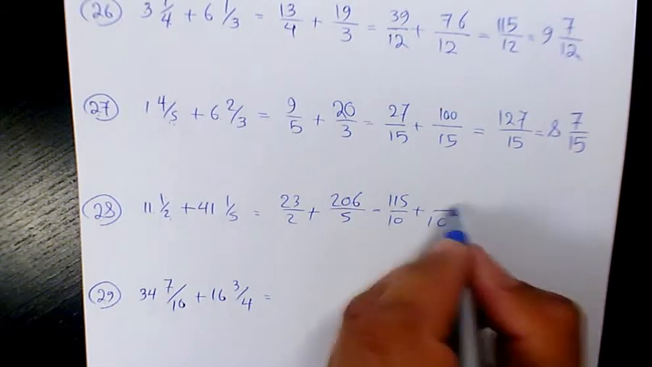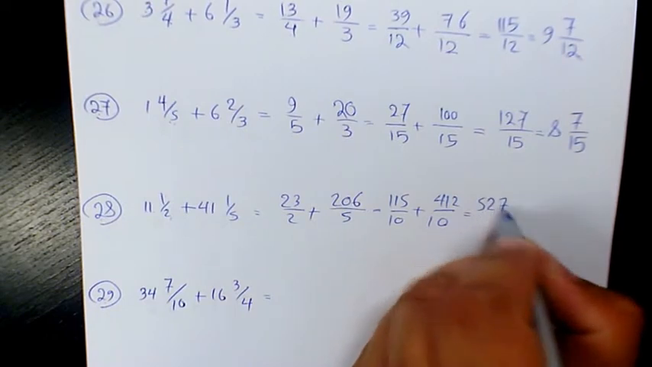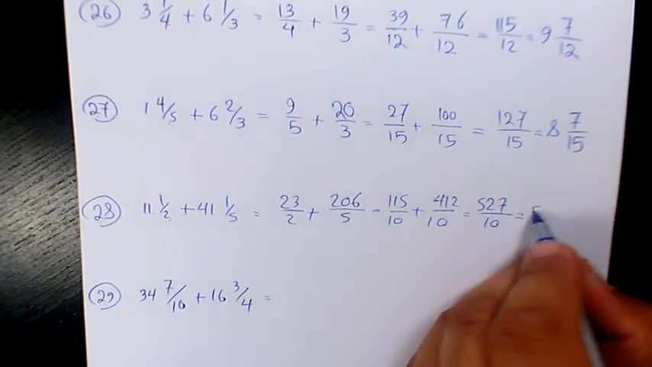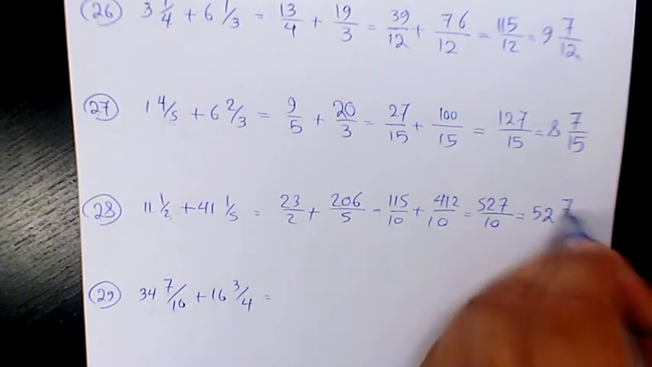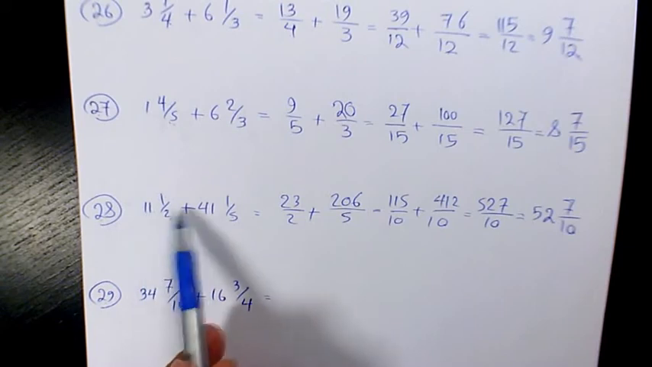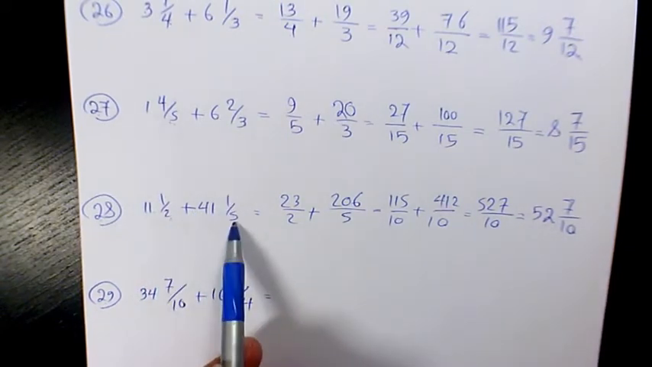206 times 2 is going to be 412. 412 plus 115 is going to be 527. So that's going to be 52, 7 over 10. Which makes sense here because it's going to be 11 plus 41. That's going to be 52. 1 over 2 plus 1 over 5 is going to be 7 over 10.